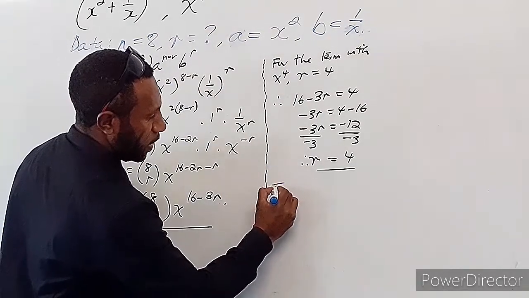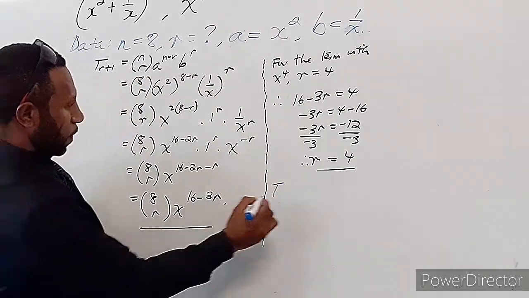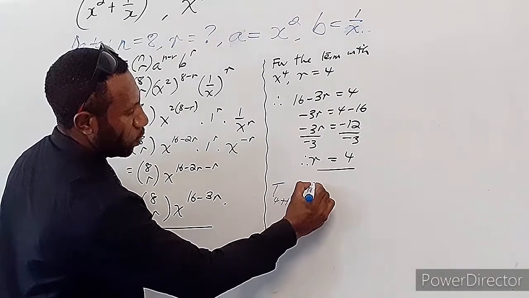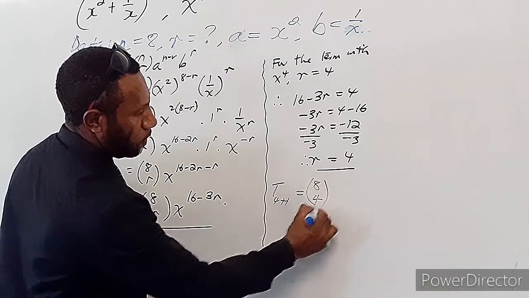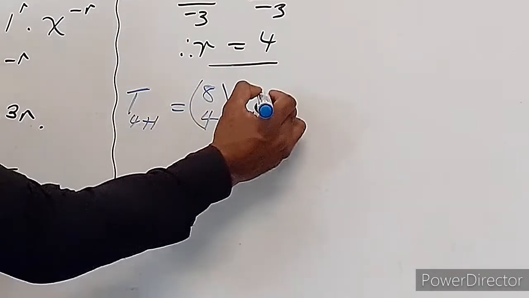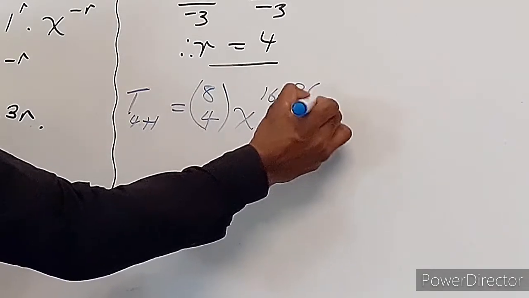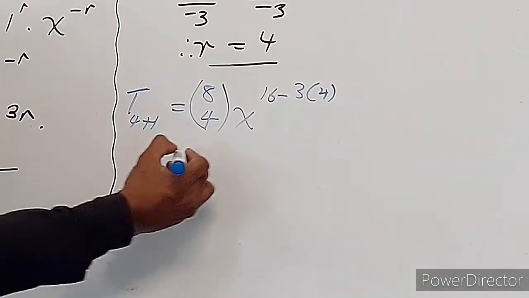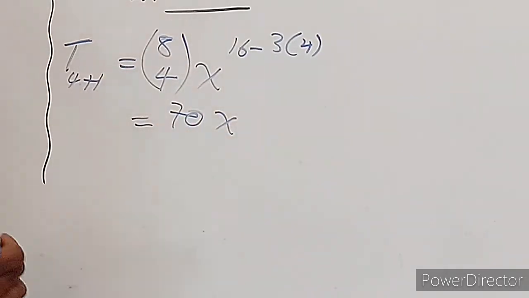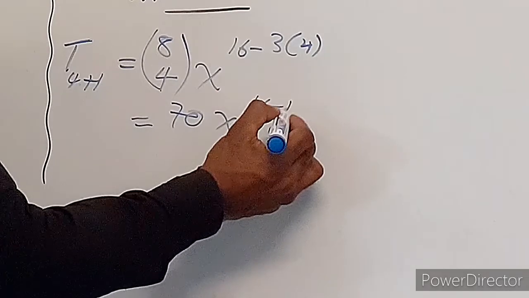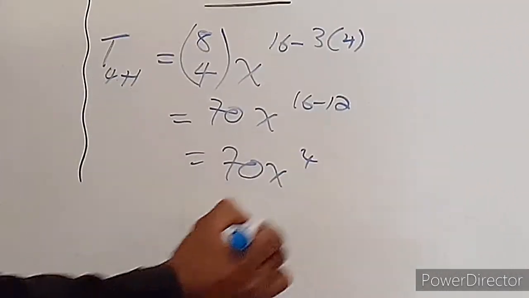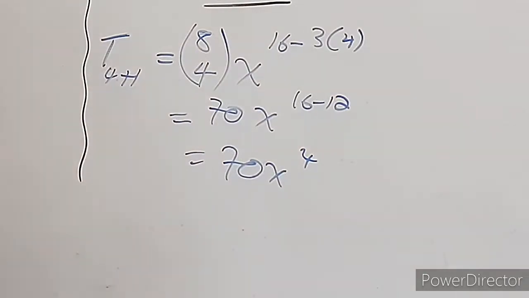So we do the substitution. T_(r+1), r plus 1 is 4 plus 1, is now equal to 8 choose 4, and then you have x to the power of 16 minus 3 times 4. 8 choose 4 should be 70, yeah? Okay, 70, x to the power of 16 minus 12, you have 70 x to the power of 4.